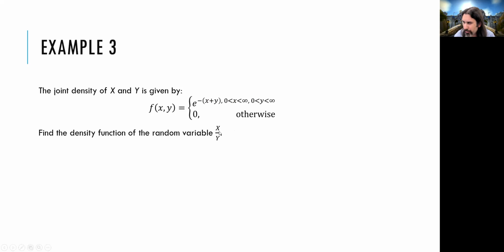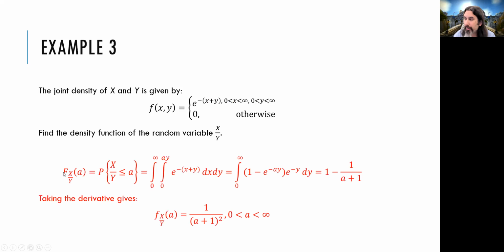So when we want to find the density function of random variable x over y, we have to start with the distribution function, the capital F, because we already know that it's going to be the probability of x over y being less than or equal to a. So we start there. This one, the distribution function of x over y, comes from here: x over y is less than or equal to a.